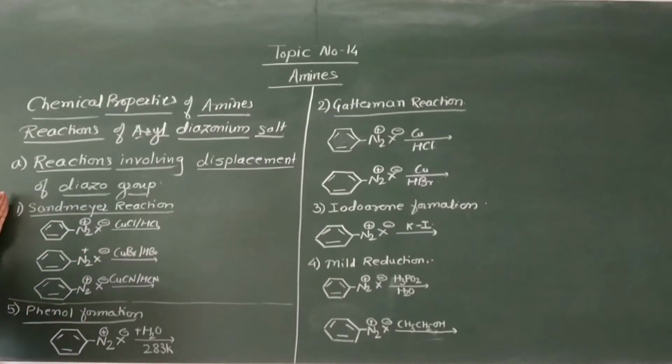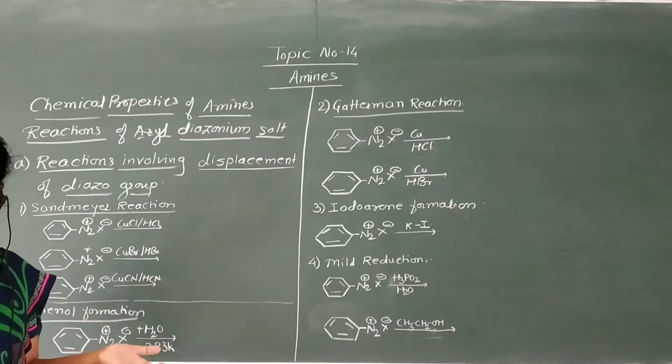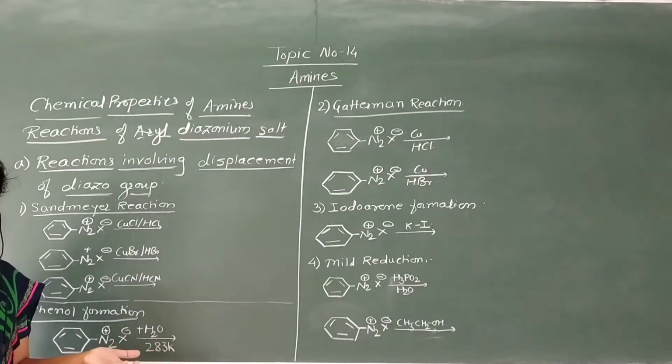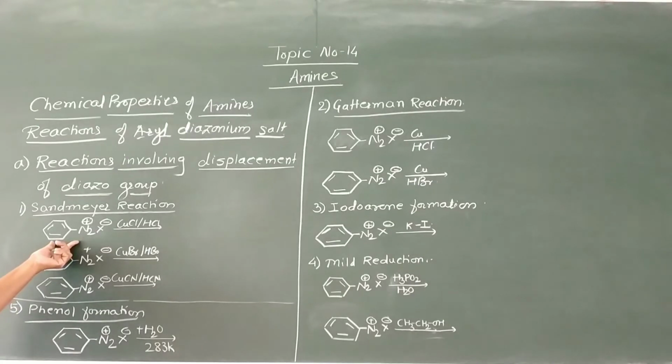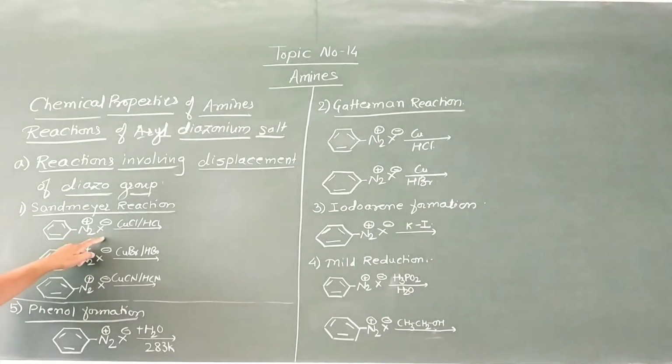Now first reaction we are going to see is Sandmeyer's reaction. This Sandmeyer's reaction we have seen in halogen derivatives also. Now here this is aryl diazonium chloride, that is C6H5N2X.